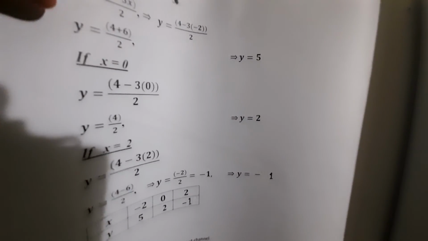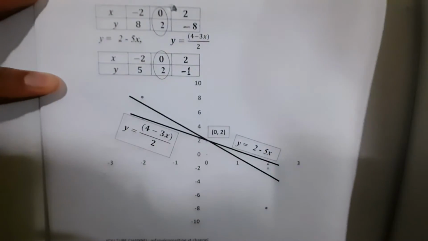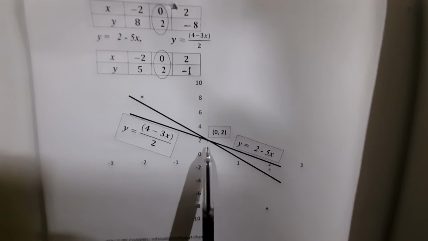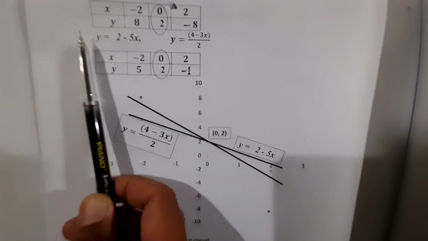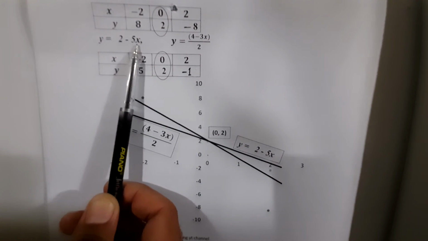Now, we will draw the graph of this question. Both the tables and both these points coincide at 0 and 2. It means that when the value on the x-axis is 0, the value on the y-axis is 2. So, you can check the answer: when y is equal to 2 minus 5x, x is 0, 0 multiplied by 5 is 0, y is equal to 2. So this is the point. This is the equation y is equal to 4 minus 3x divided by 2, and this second equation was y is equal to 2 minus 5x.